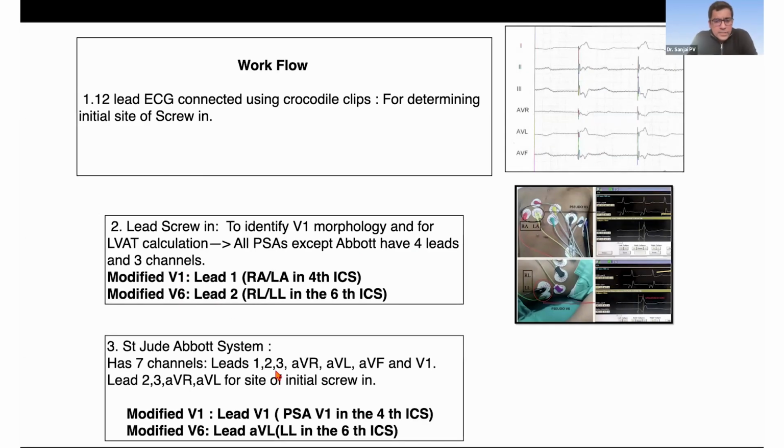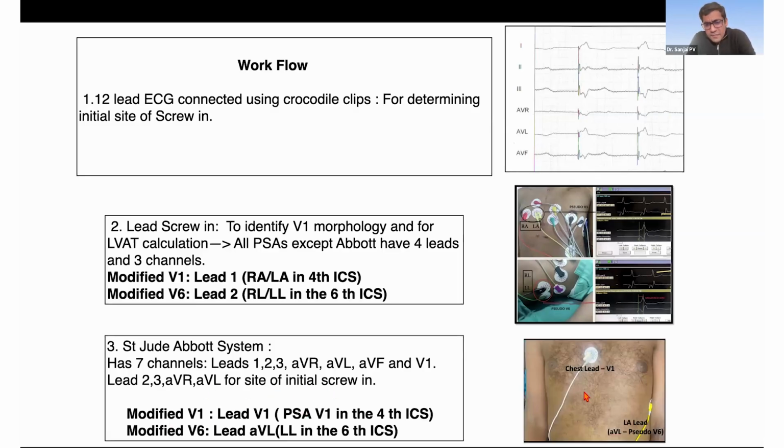And with the St. Jude Abbott system, the interesting part is because you have all the other leads, even for the site of initial screw-in, you could use the PSA. And the modified V1 is the chest lead V1, and the modified V6 is the lead AVL.